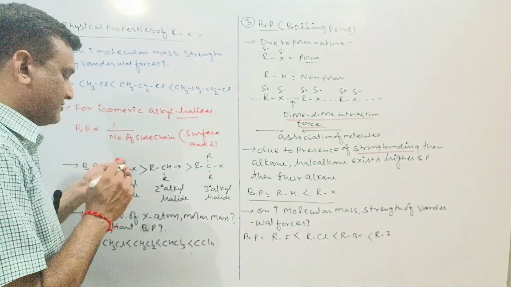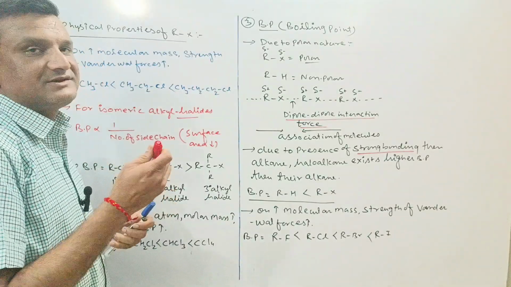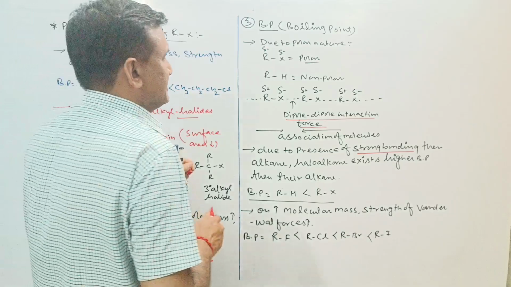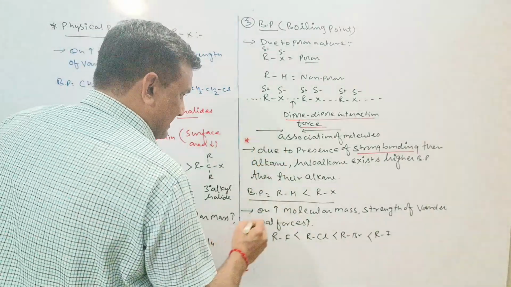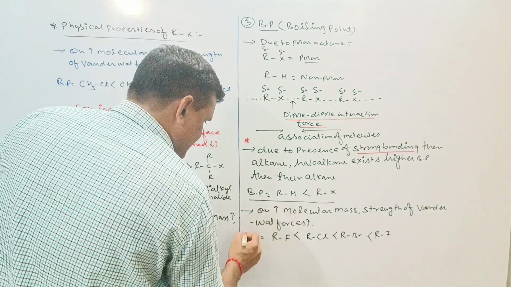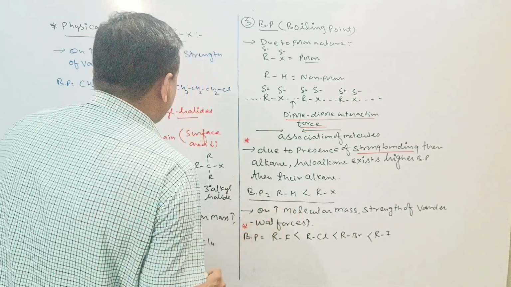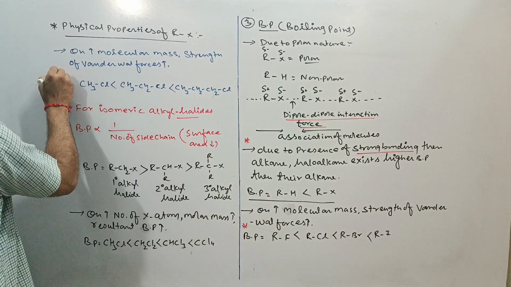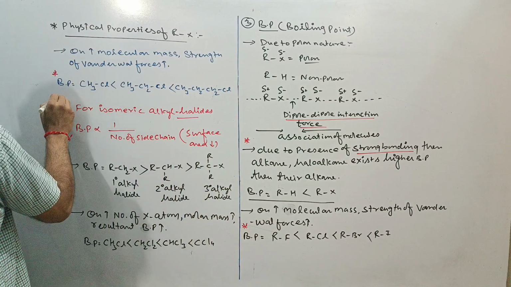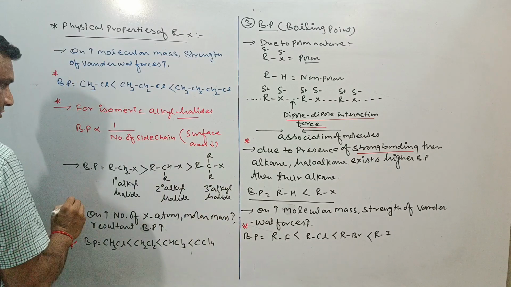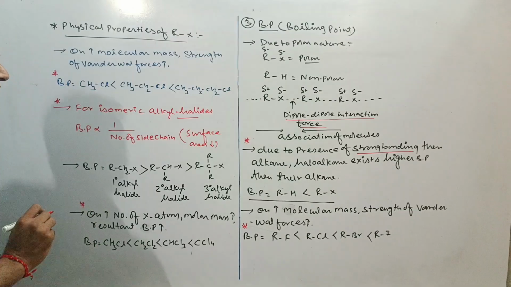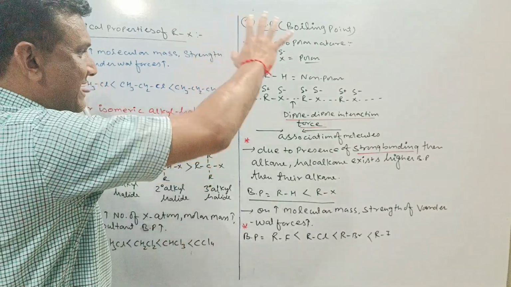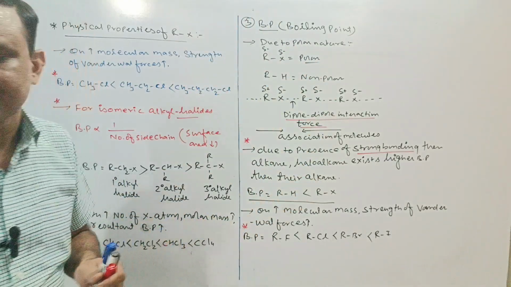So these are the important questions. I'm going to star mark them. First question is this one, polar nature. Second is this one. Third is this one. Fourth is for isomer. And fifth is on increasing number of halogen atom. So this was the entire part for the boiling point.